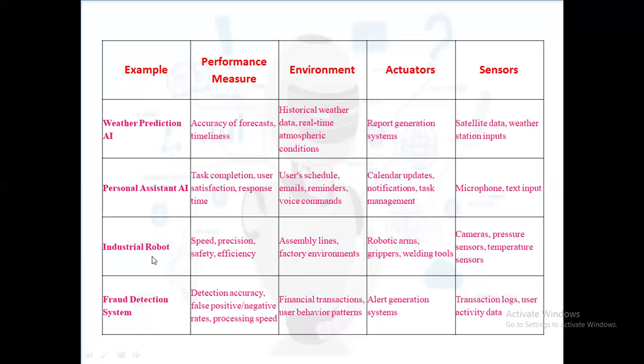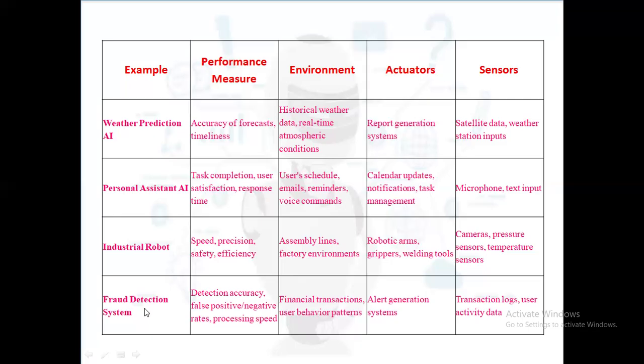Next, the industrial robot operates in factory environments performing tasks like assembly and welding. It uses sensors such as cameras and pressure detectors to ensure precision and safety, while actuators like robotic arms and grippers execute tasks. Its performance is judged by its speed, accuracy, and efficiency in production processes.